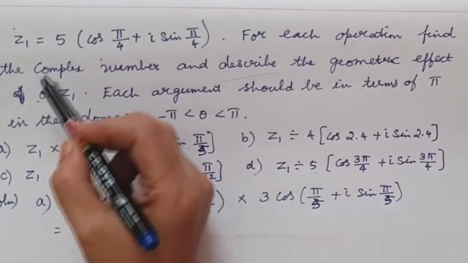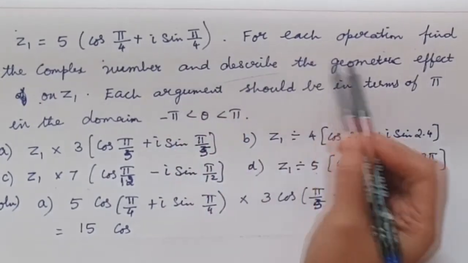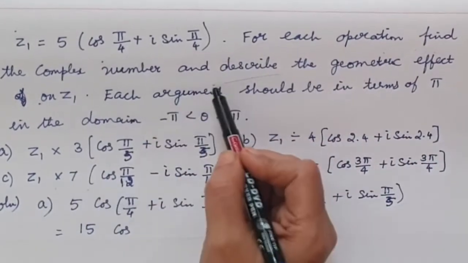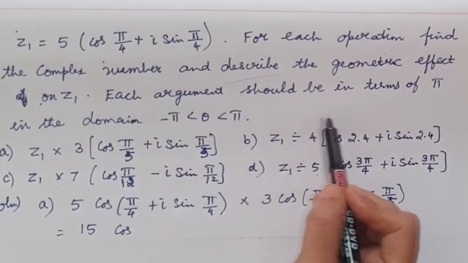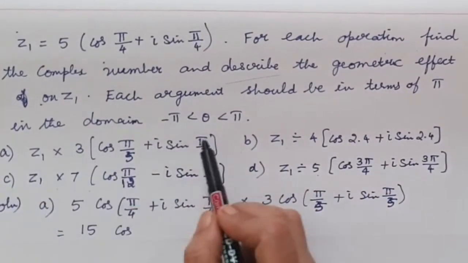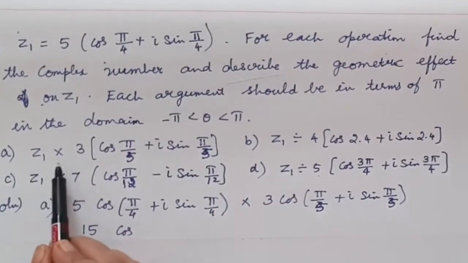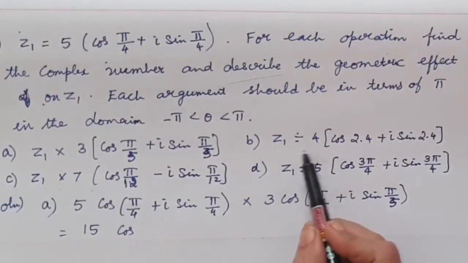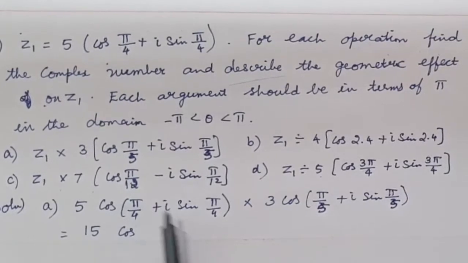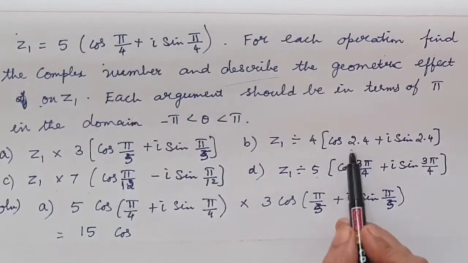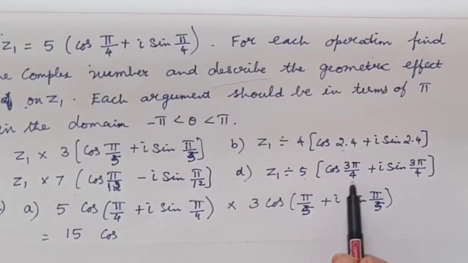The second question: z1 equals 5 times cos pi over 4 plus i sin pi over 4. For each operation, find the complex number and describe the geometric effect on z1. Each argument should be in terms of pi in the domain minus pi less than theta less than pi. Here z1 is in multiplication, and here z1 is in division. Here again z1 is in multiplication but with the negative sign. Here z1 is in division, but here the argument is 2.4. Here the argument is 3 pi over 4.